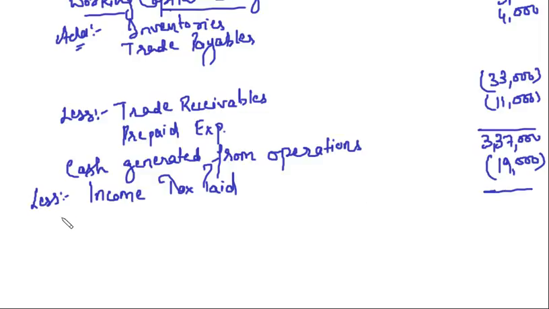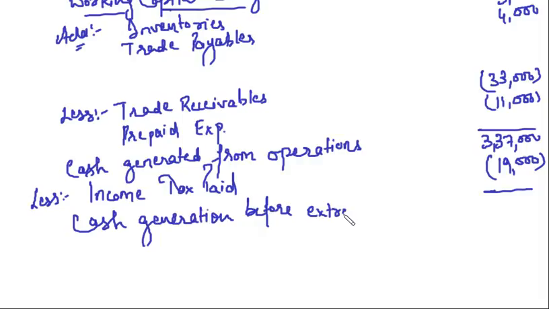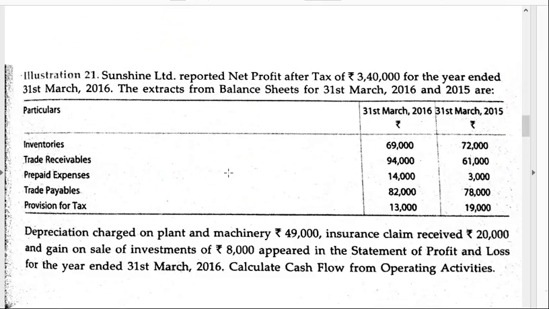So what is this figure we get? This is cash generation before extraordinary items. What is this figure? This figure comes to 3,18,000. Now, is there any extraordinary item in the question?